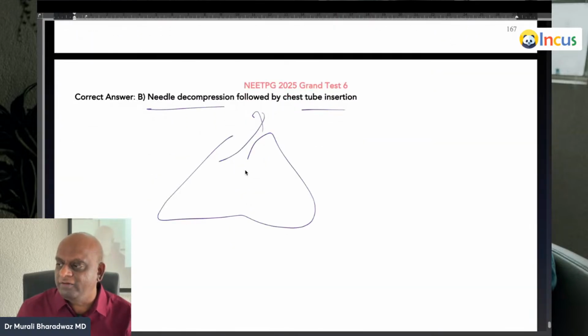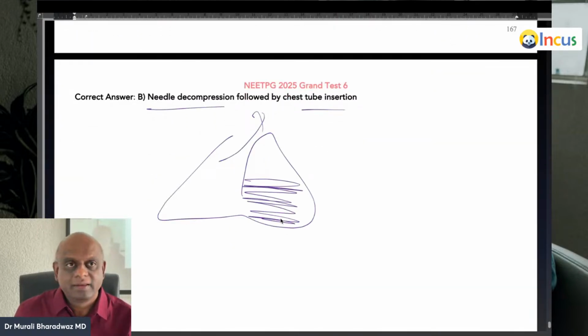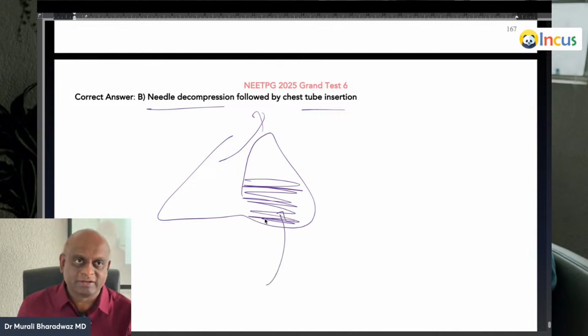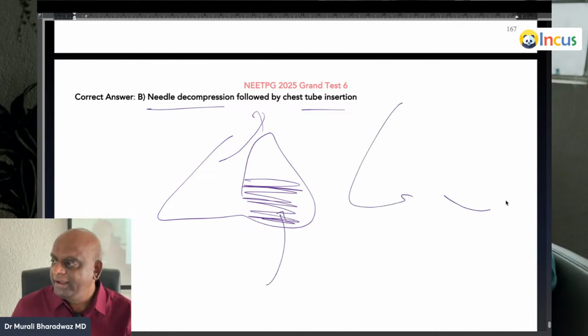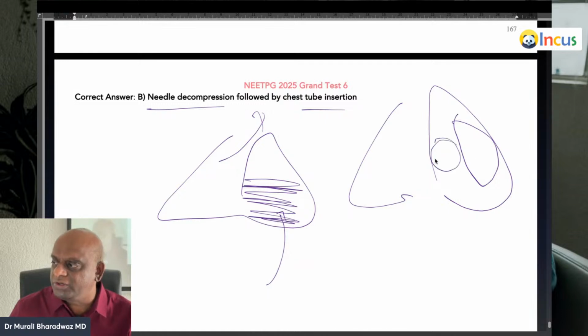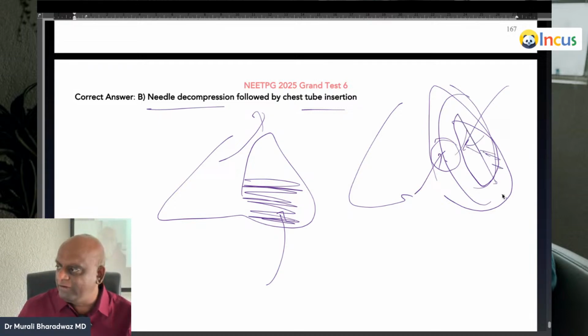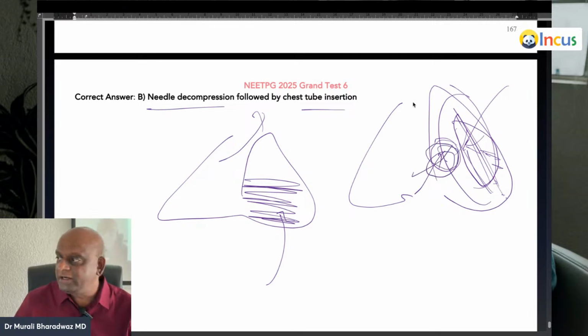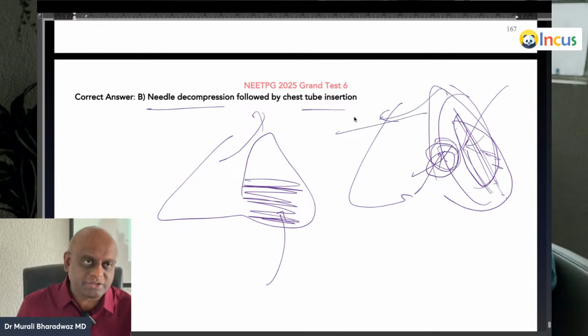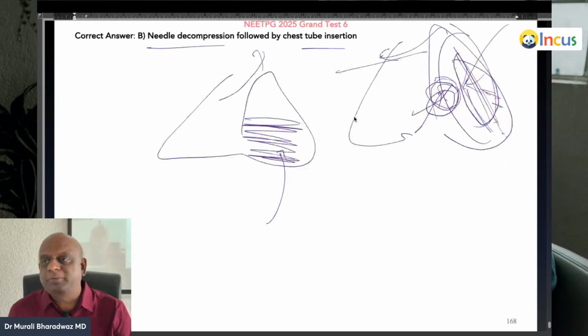Hemothorax, purely, you will have opacification. In pneumothorax, typically the lung is compressed and all air is there. The bronchovascular markings will not be there. It will be very black and the lung is compressed. If it is a tension pneumothorax, even mediastinal structures are pushed to the opposite side.